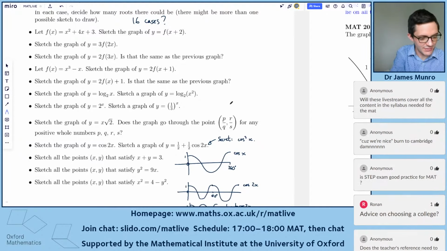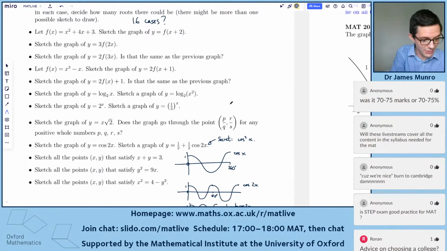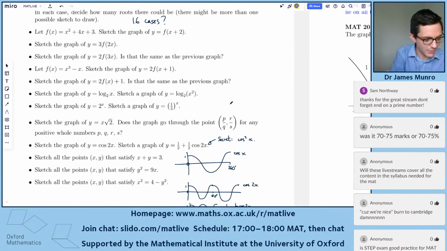Somebody wants to know, was it 70-75 or 70%, 75%? Maths is out of 100, so those are the same thing. Don't forget to end on a prime number. Oh, goodness me. We've just gone past 400 questions in the Slido. Got to end on a prime number. Okay, bye, Sam.